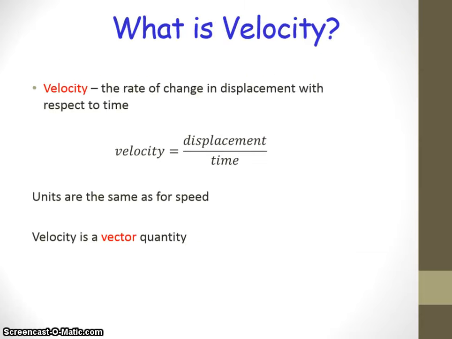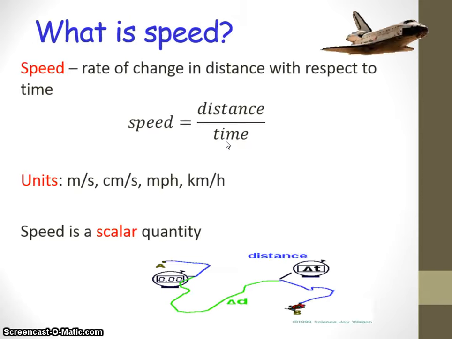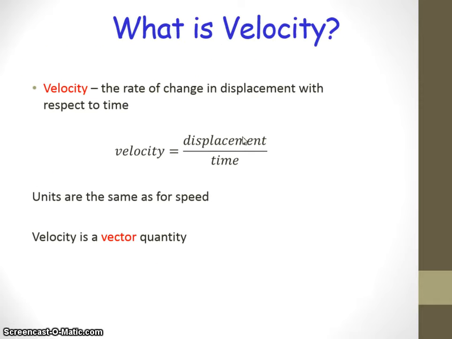Another word we use to describe how fast an object is moving is velocity. And velocity is like speed, except that it's the rate of change in displacement with respect to time. So it's like speed, except speed uses distance, velocity uses displacement. And that means that velocity is a vector because it has a direction. Since displacement has a direction, velocity will also have a direction. So it's the change in displacement with time.